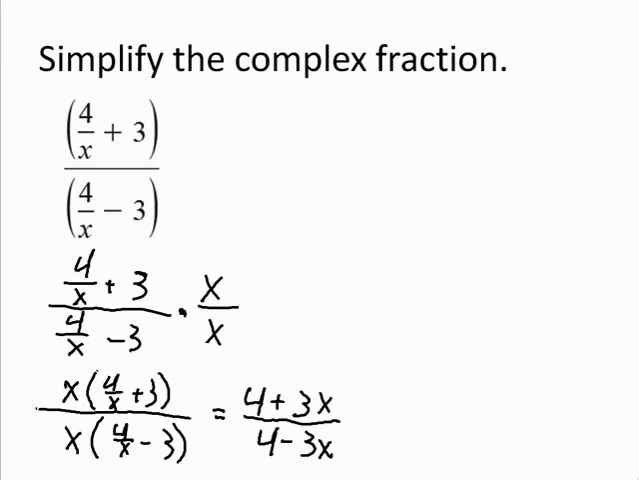This expression has to have the same domain as the original expression. In the original expression, there is a fraction 4 divided by x. X is in the denominator of this fraction, so x cannot be equal to 0. The simplified expression is 4 plus 3x divided by 4 minus 3x, where x is not equal to 0.